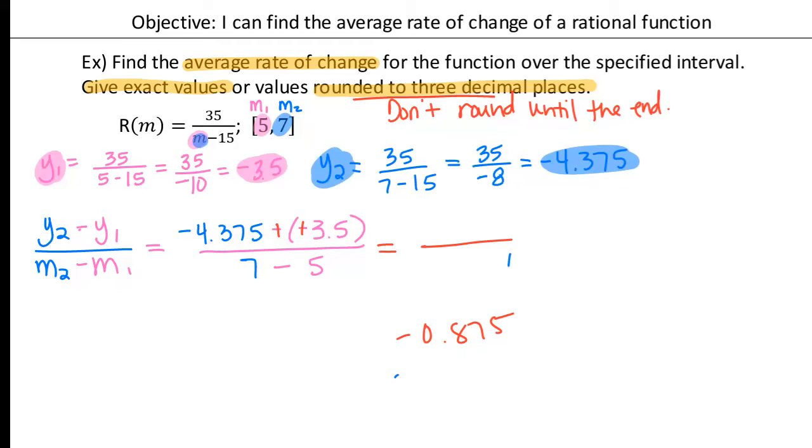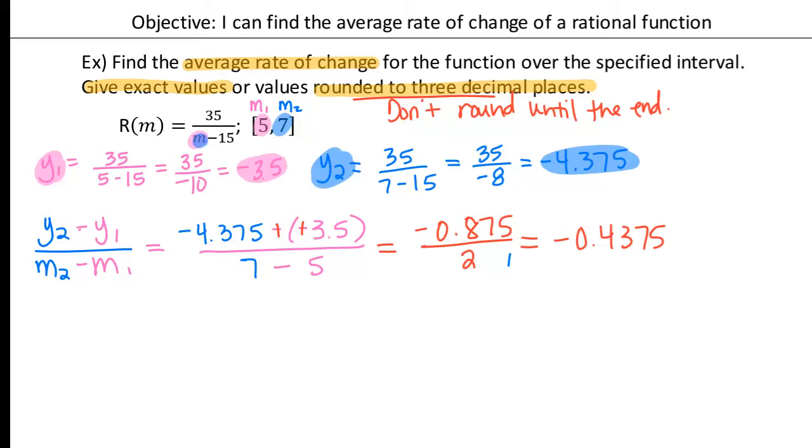Okay. So this is negative 0.875 all over 7 minus 5 gives you 2. So Haley, was that the final answer? Oh, yeah. So what did you say? Negative 0.4375? Yeah. Can you guys all verify that? Yes? Negative 0.875 divided by 2.